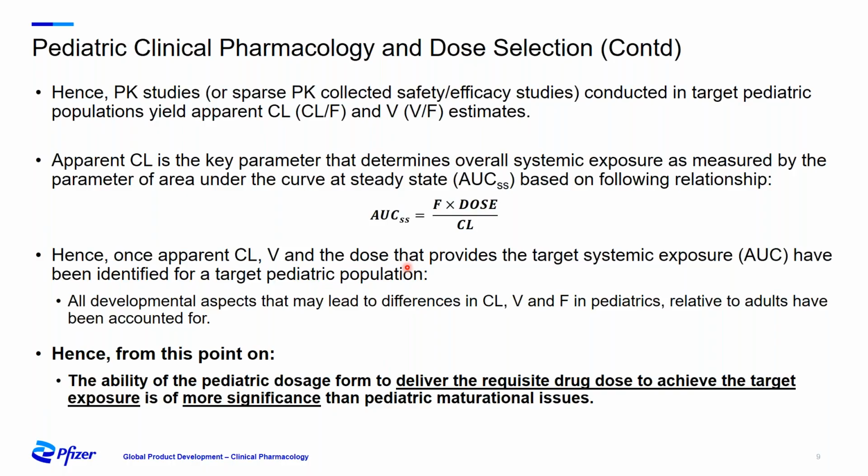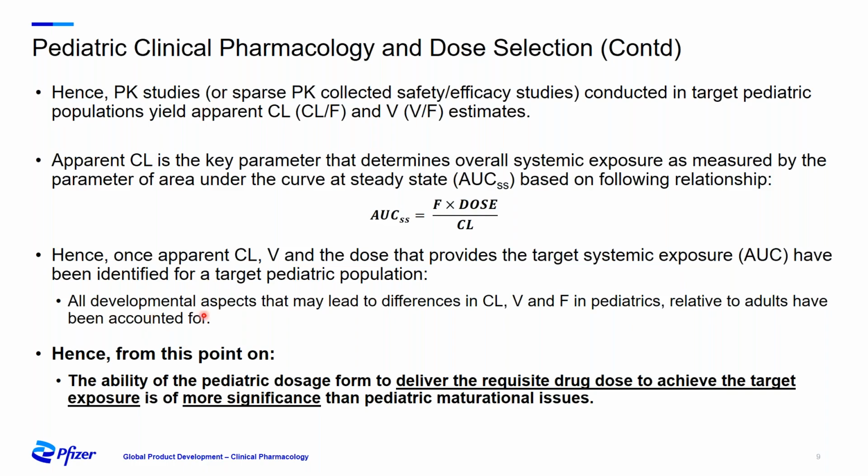So this is a fundamental equation in pharmacokinetics and is used conceptually in the extrapolation of PK from adults to the pediatric population. So once the apparent clearance and volume, and the eventual dose that provides the target systemic exposure in terms of AUC, have been identified for a target pediatric population based on PK studies, either dedicated ones or in safety and efficacy trials.